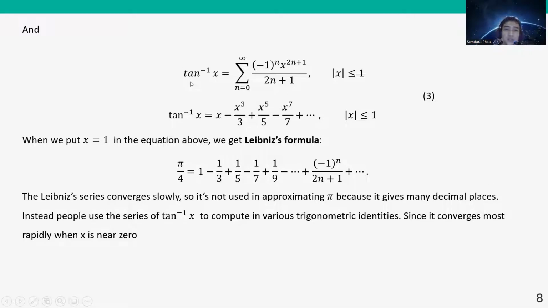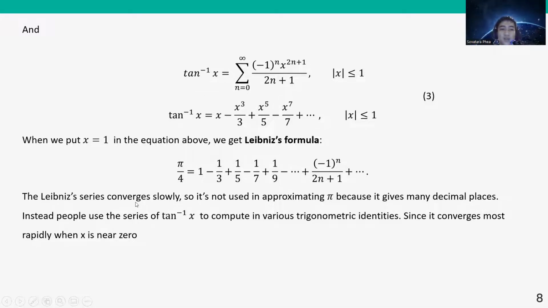And here is the sum and the series of arctangent x. Arctangent x equal to the sum of (-1)^n x^(2n+1) over 2n+1, from n equal to 0 to infinity, for absolute value of x less than or equal to 1. And when we put x equal to 1 into the series of arctangent x, then we get the Leibniz formula here.